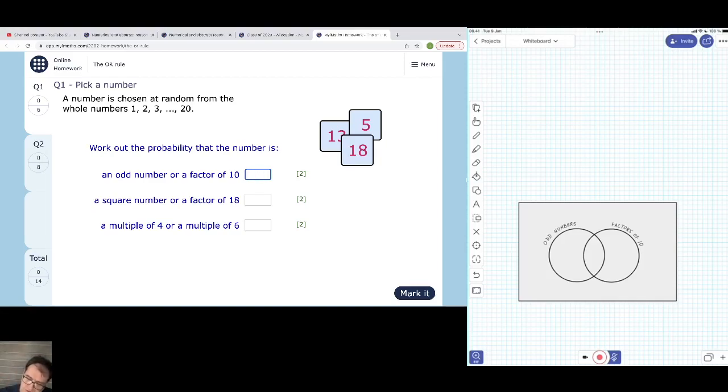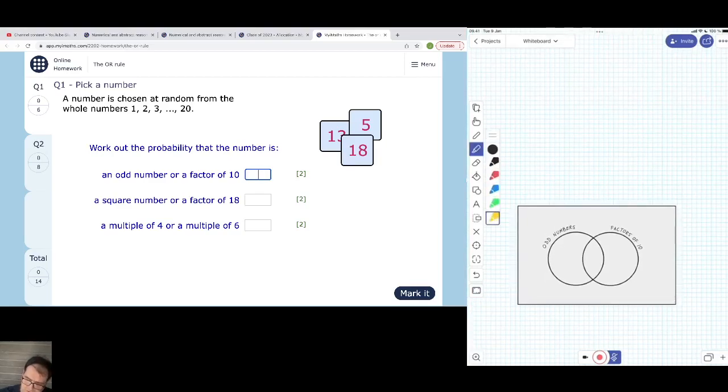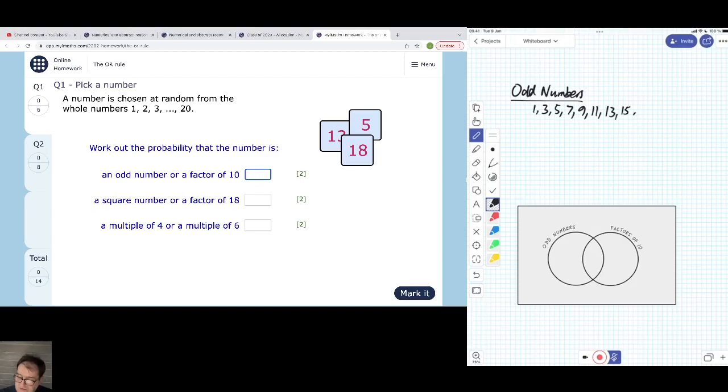Well, let's just think about what those numbers are. Odd numbers, so obviously that's 1, 3, 5, 7, 9, 11, 13, 15, 17, 19, and then any more we're beyond 20.